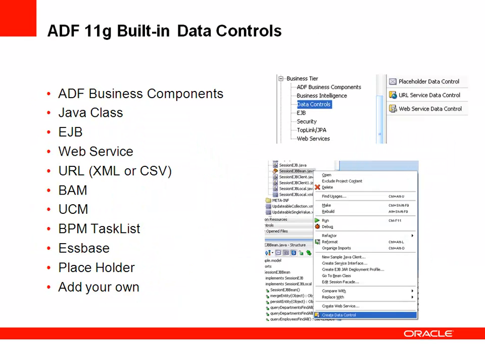Oracle ADF provides built-in data controls for ADF business components, Java classes, EJBs, web services, XML files and CSV files, as well as a URL data control. The BEM data control and the BPM task lists allow you to interact with the Oracle SOA Suite. A UCM data control allows you to interact with content management systems. Essbase allows you to interact with BI information. Placeholder data controls allow you to more easily design a user interface even if you don't have the actual business services already implemented. And you can also build your own data control.